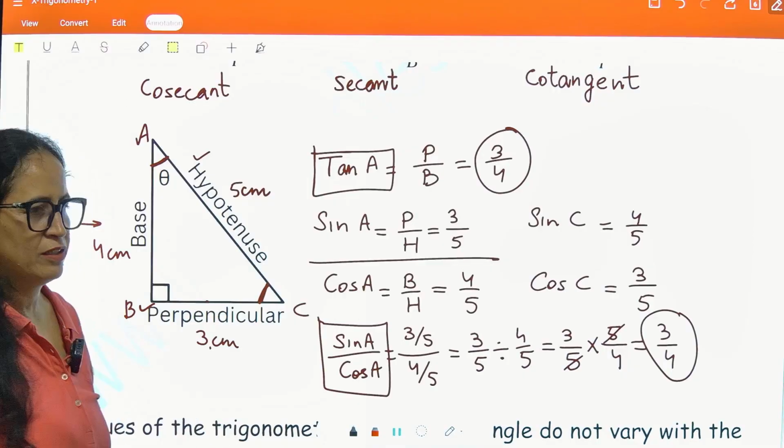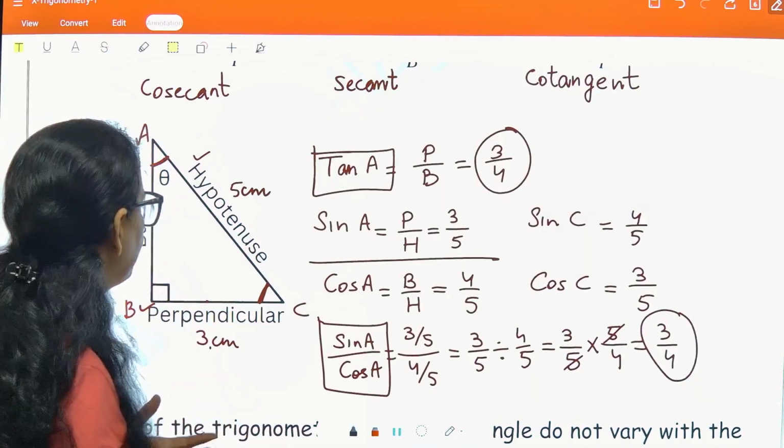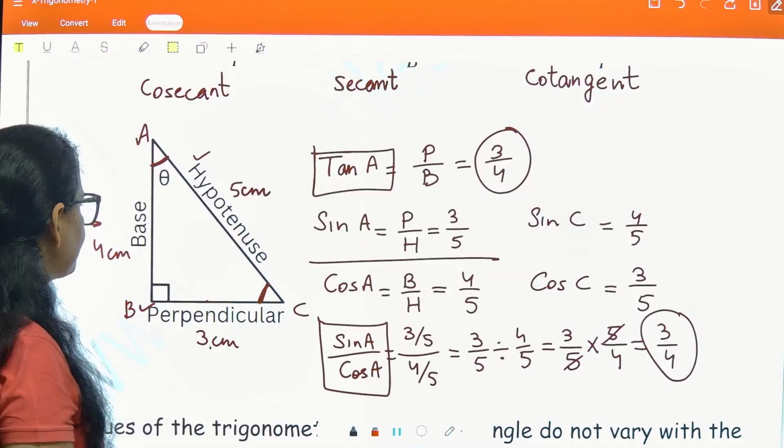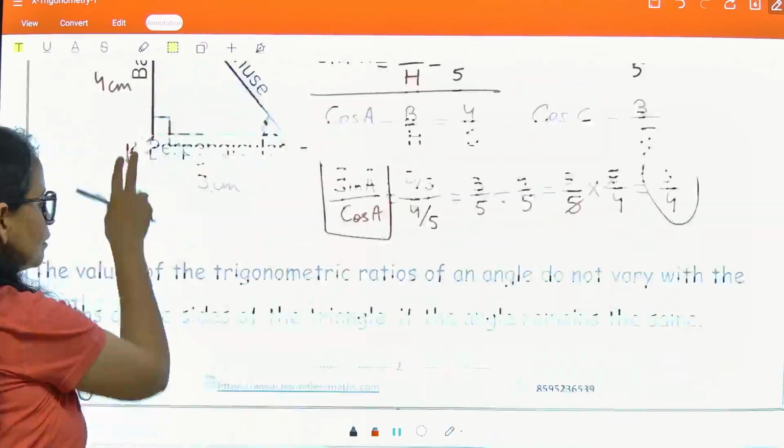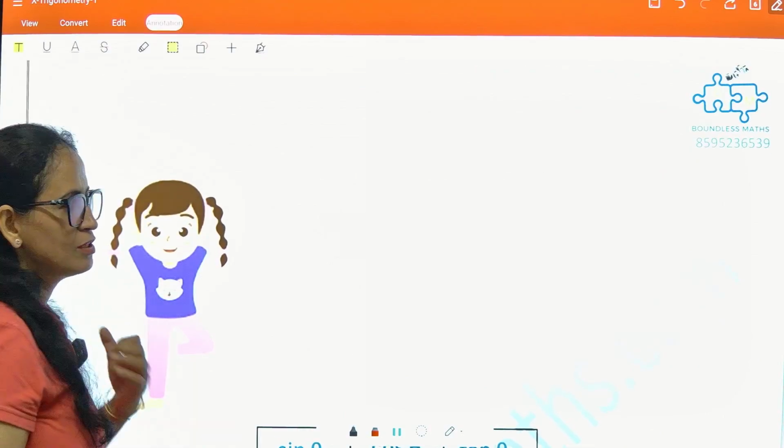Now you must be wondering how to remember which one is P upon H, which one is B upon H, which one is P upon B, and so on. So it's very easy. Just look at few more examples. And before we move further, let's do a small exercise.